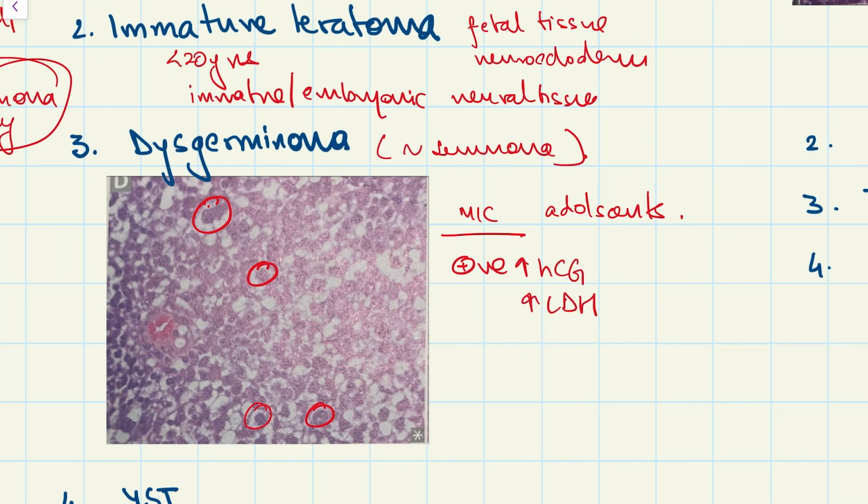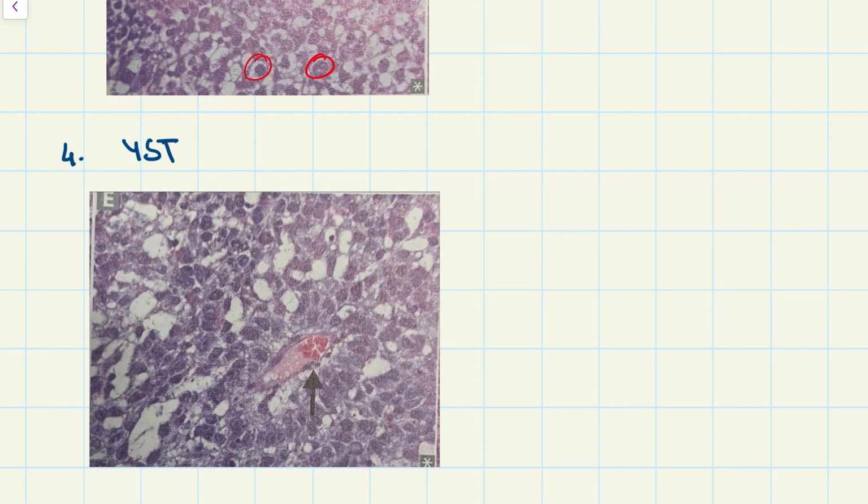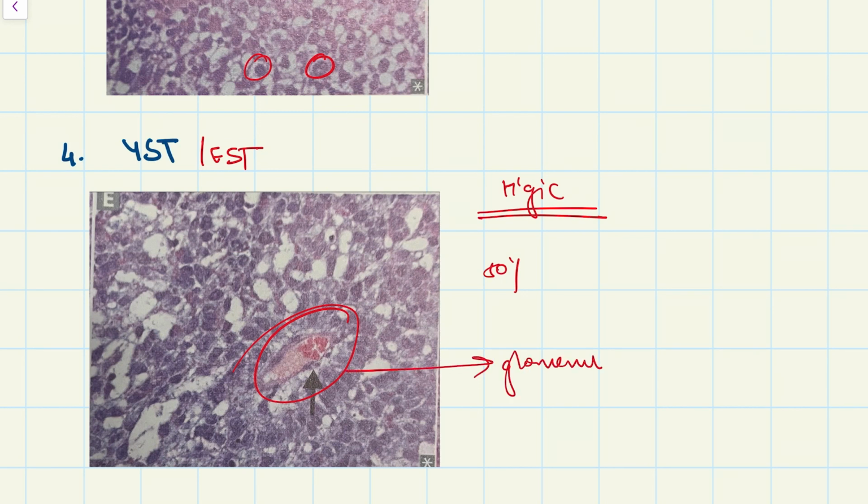Next is a yolk sac tumor. It is also called endodermal sinus tumor. It is malignant and aggressive. On gross it is yellow and friable with hemorrhagic areas in between. Now 50% of yolk sac tumors have Schiller-Duval bodies. They resemble the glomeruli, and this was asked in INI-CET this year. The tumor marker associated is alpha fetoprotein. It occurs in children and young females.